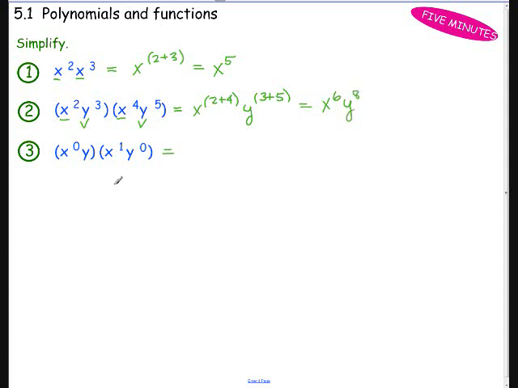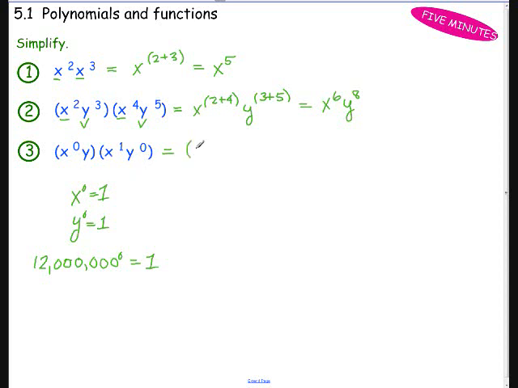How about this one? Anything to the 0 power, x to the 0 power, y to the 0 power. Let's say 12 million raised to the 0 power. All of these are equal to 1. Anything raised to the 0 power is the same as 1. That makes simplifying this fairly easy, doesn't it?